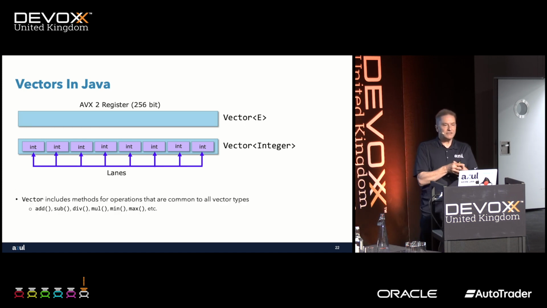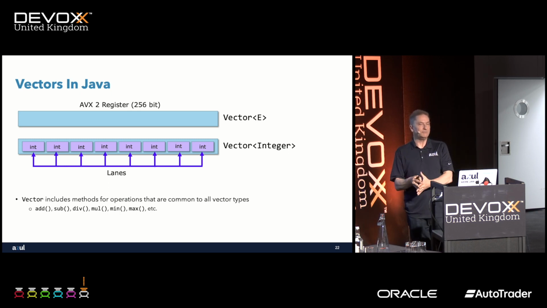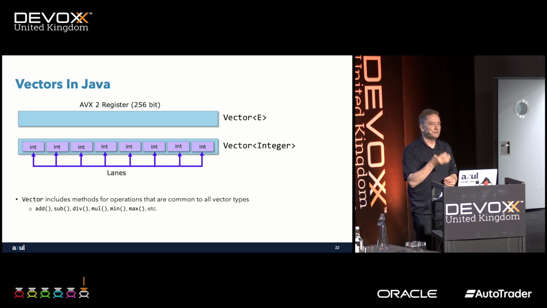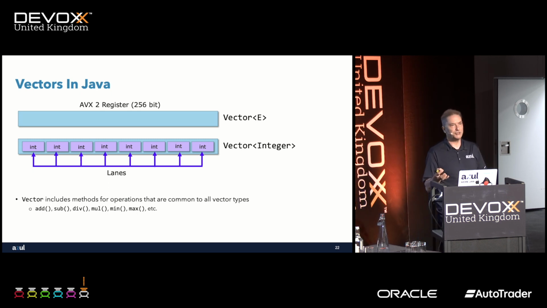In terms of the Vector class, you get a set of methods which represent operations common to all vector types, and they're the ones you'd expect. We can do addition, subtraction, division, multiplication, minimum value, maximum value, and there are some others beyond that. All the things you would expect which are common across all vector types.